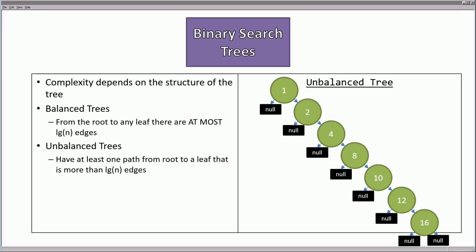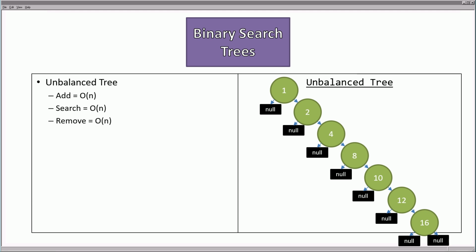Now, on the other hand, we can see that this tree is very much unbalanced. So an unbalanced tree has at least one path from the root to a leaf that is more than log base 2 of n edges. So now, looking at the operations add, search, and remove, if this is an unbalanced tree, then adding a new element can take big O of n.